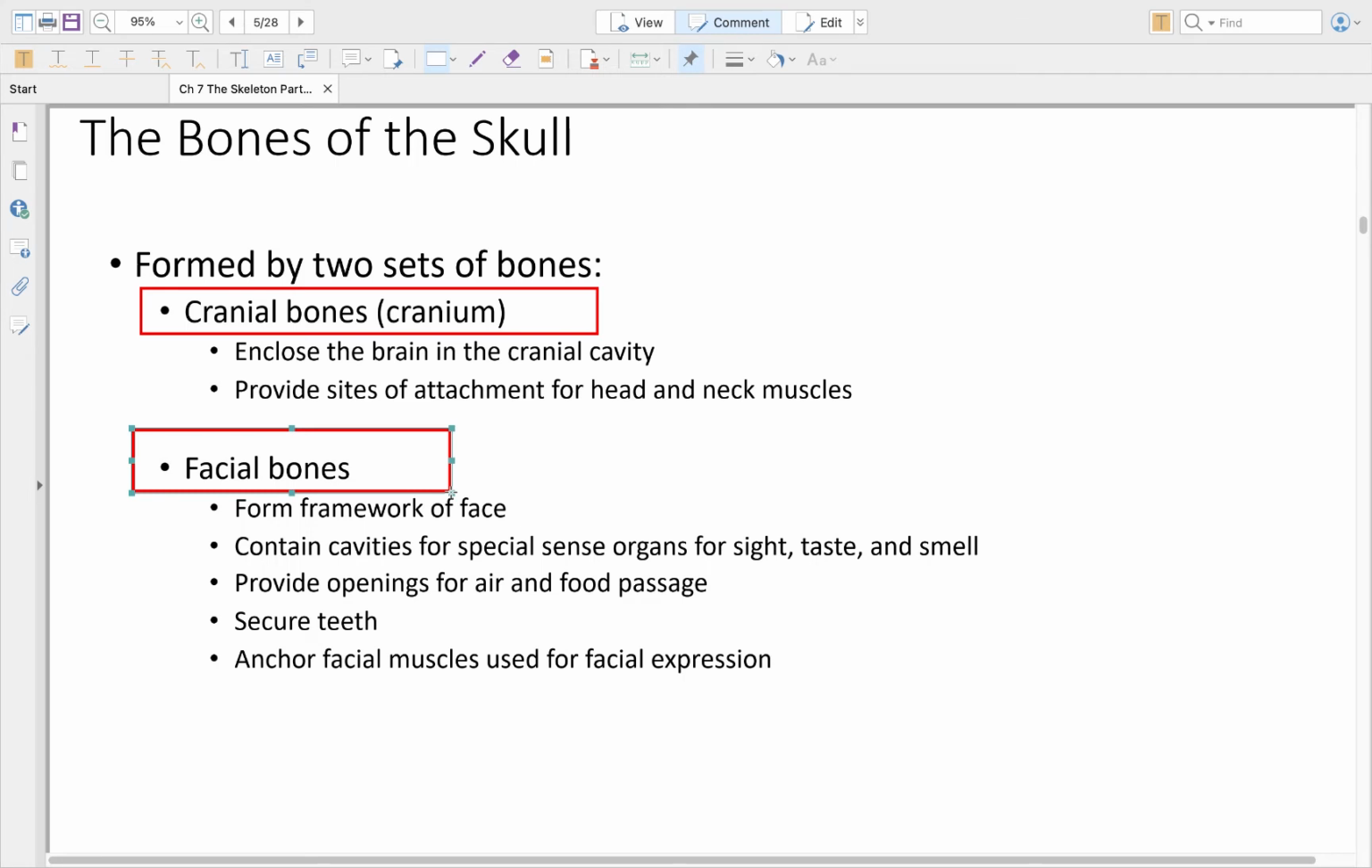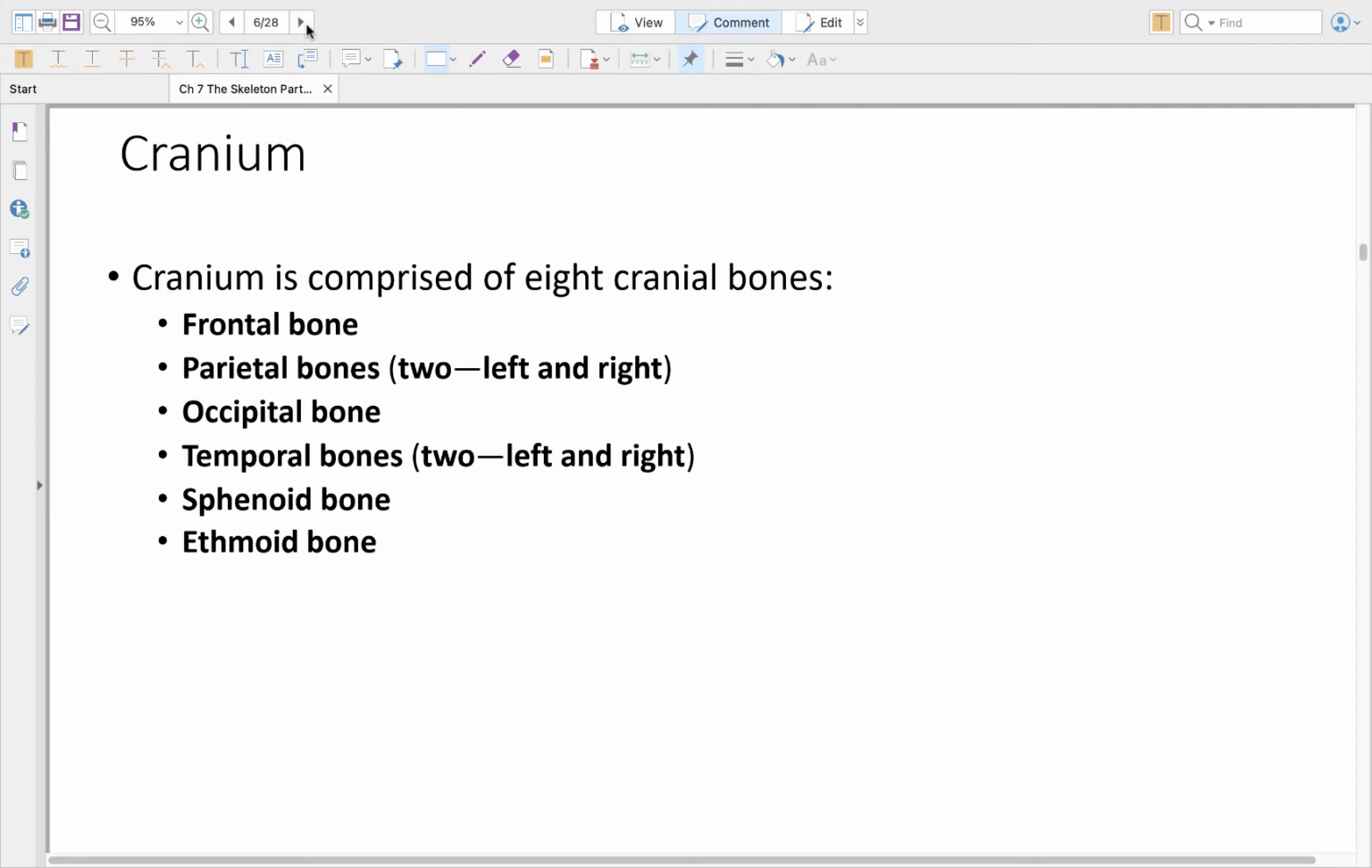Okay, so inside of all the facial bones, part of their job is to make these perfect cavities for things like your eyes, your tongue, and your nose. Okay, and of course there's a passageway for air and food. There's also a very strategic anatomy to secure your teeth, and of course our facial muscles are anchored here, which are in charge of our facial expressions. Okay, so let's start with the cranial bones.